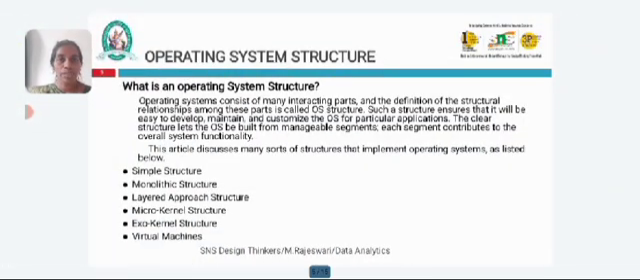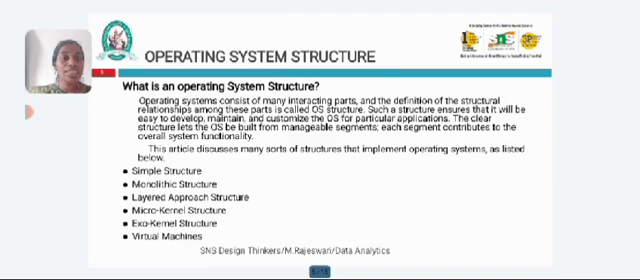Operating system structure. What is an operating system structure? Operating systems consist of many interacting parts, and the definition of the structural relationships among these parts is called the OS structure, that is, operating system structure. Such a structure ensures that it will be easy to develop, maintain and customize the operating system for particular applications. The clear structure lets the operating system be built from manageable segments. Each segment contributes to the overall system functionality.